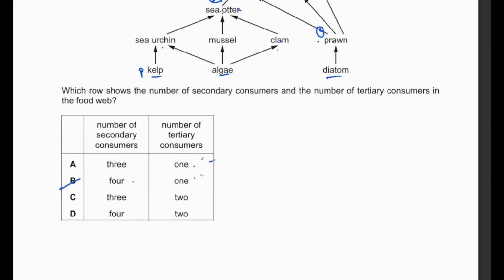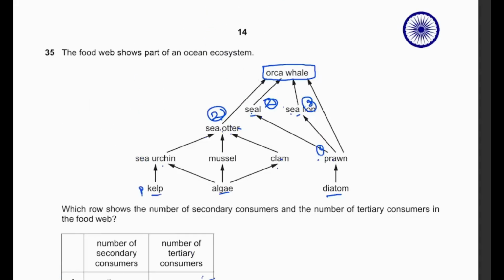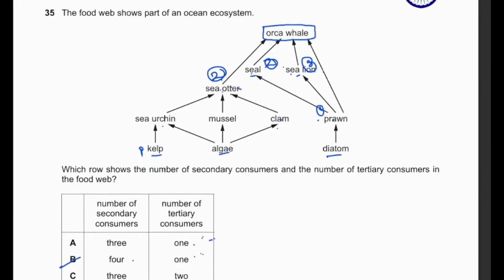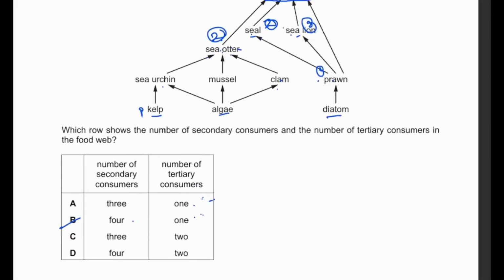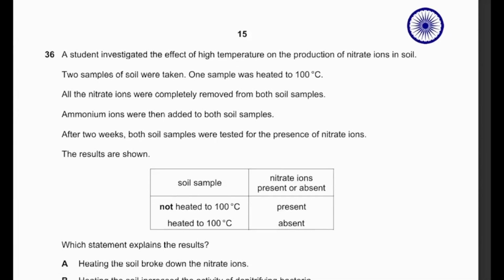Let's check out if we can have some discussions. If you can put it in the comment box, we'll make sure that we go on this discussion on this one, the 35th one. Okay, so this is what 4 is. Secondary, tertiary is only 1. Primary and secondary 3, 4. Fine. Okay, moving to the 36th one.